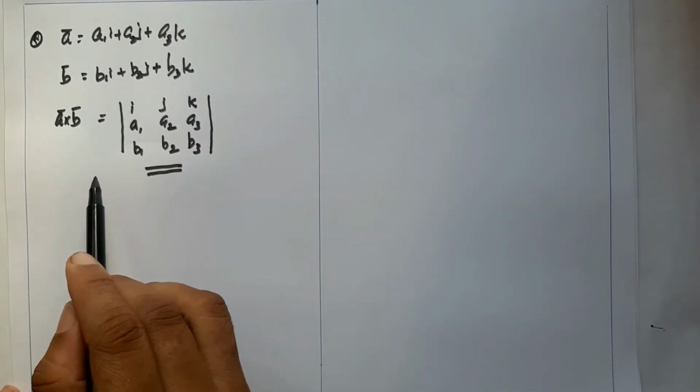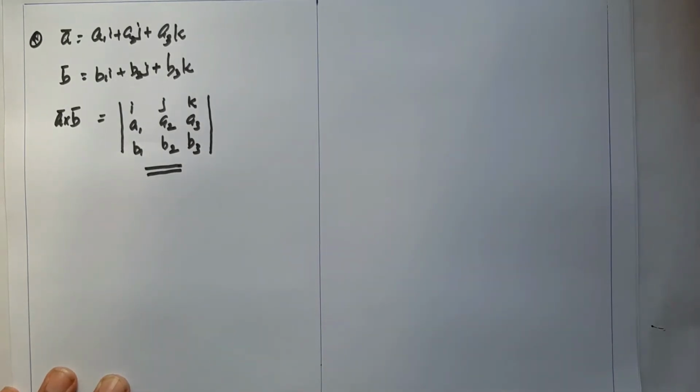And therefore, using this formula, A cross B is equal to determinant i, j, k, a1, a2, a3, b1, b2, b3, we get the cross product of two vectors.